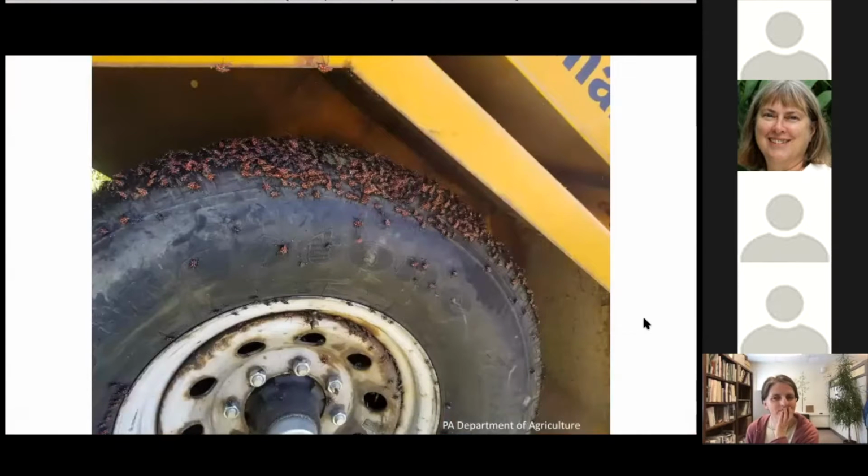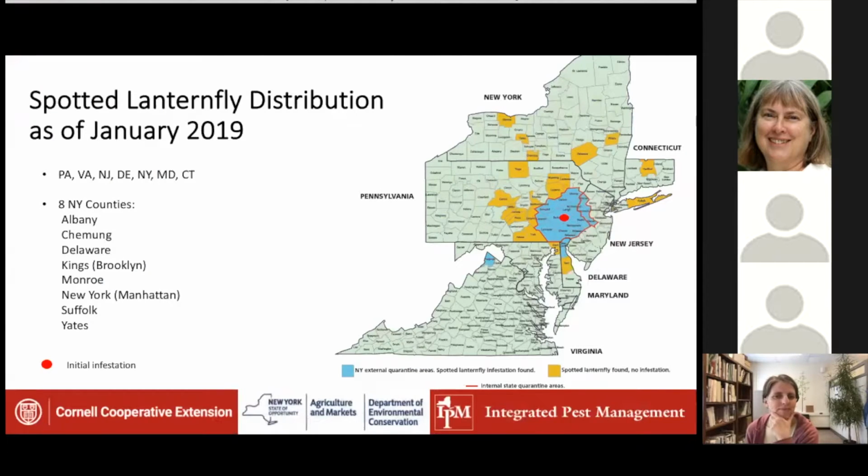This is just making the point that anything is fair game where they might be swarming. They are not feeding on the tire, but they're accumulating on the tire and the equipment there. So if that equipment was on a trailer and being moved, you'd be moving the spotted lanternfly with it. Next slide. All right, so a wider view here, taking a look at how the spotted lanternfly has moved.